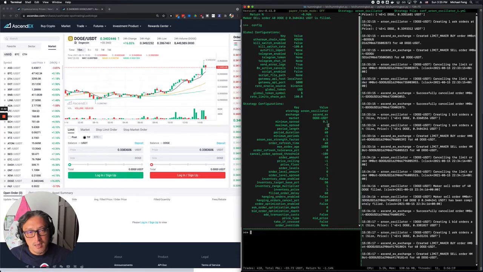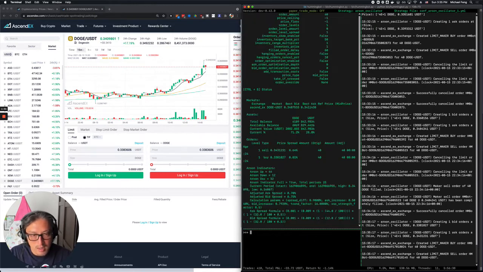But then it uses the Aroon oscillator indicator that this user created in order to push the spread up toward the max spread or down toward the min spread when it believes the market is trending in that direction. So for instance, right now, let me get a status. Right now, because it believes the market's pretty volatile, it's pushed out both the ask and the bid spreads like this.